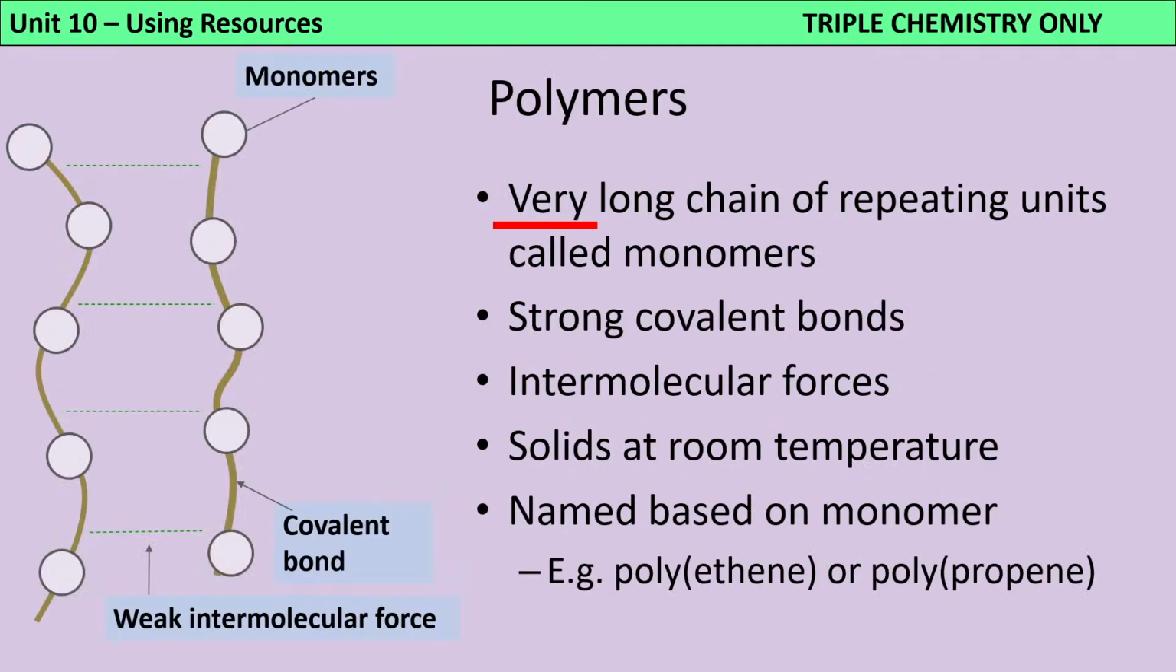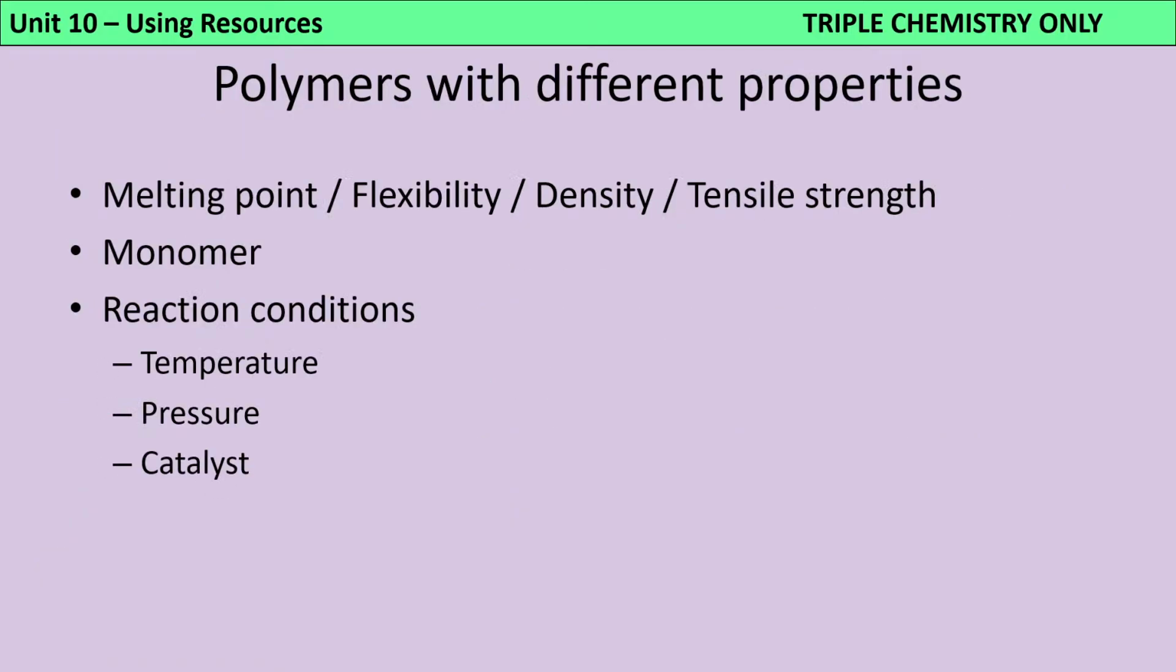Again, we've mentioned polymers, but we did say that there was some more new stuff that's in Unit 10. So polymers can have different properties, like different melting points, and the properties will differ partly based on the monomer. So if you're making it out of a different chemical, it's not going to have the same properties, but also the reaction conditions, which include the temperature, the pressure, and the catalyst.